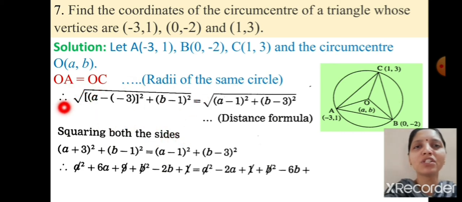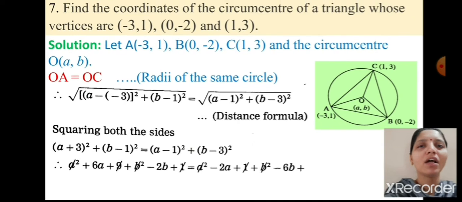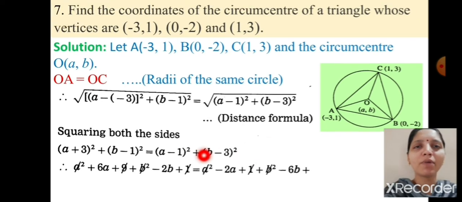You will remove the square root sign. So we will get here A minus minus becomes plus. So (A + 3) whole square plus (B − 1) whole square is equal to (A − 1) whole square plus (B − 3) whole square. Now let's open up the brackets.